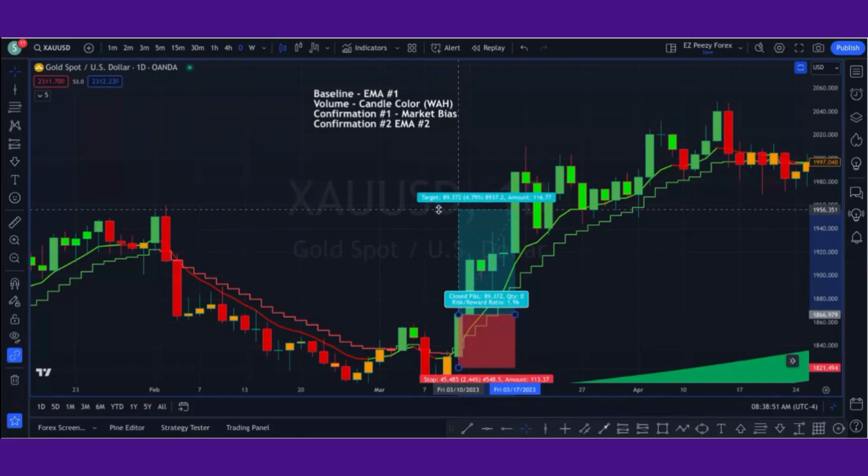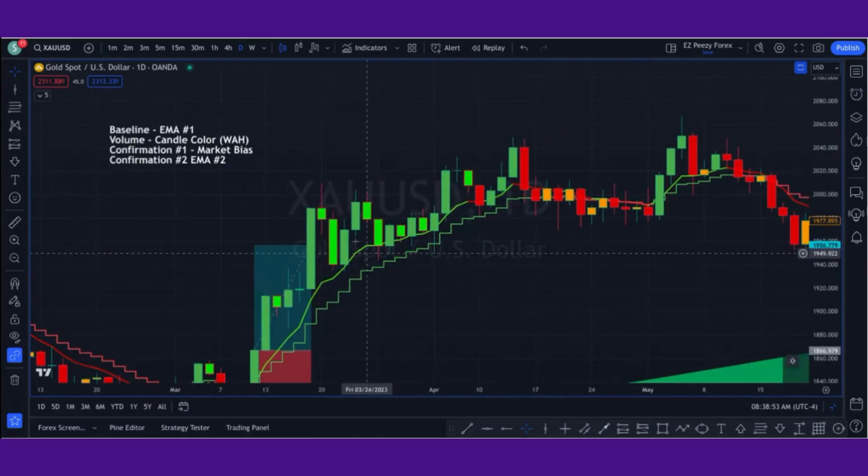So winner, winner, chicken dinner, right? And then we see price comes back to the 13. It wicks off of it, and it does not close below it.